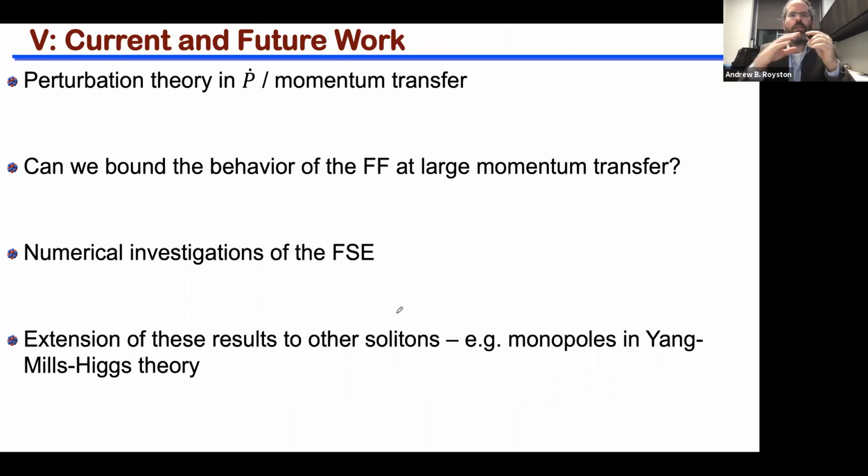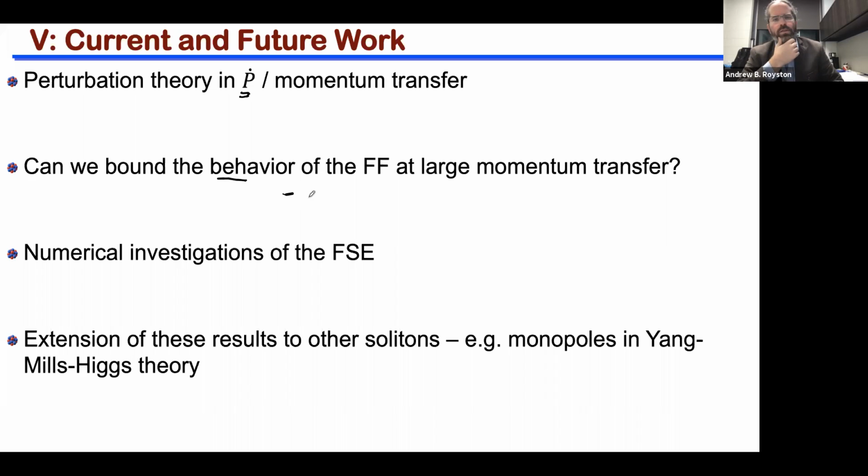Okay, so let me just wrap up then with a few future directions. So kind of the natural first thing to do in analyzing this forced soliton equation would be to consider perturbation theory in P dot, which will lead to perturbation theory in the momentum transfer for that form factor. And so that's something we're looking at now. In the longer term, what we'd really like to be able to do is bound the behavior of the form factor, say at large momentum transfer, by considering that series I had on the last slide more formally.